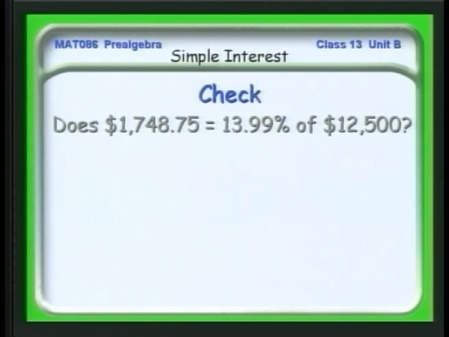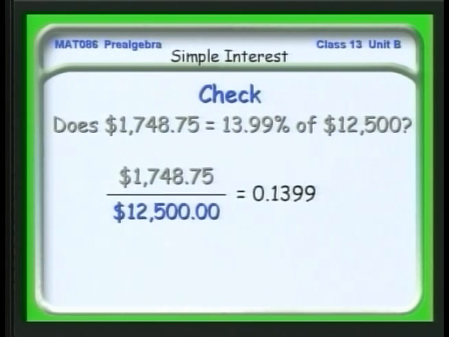And of course, can I check this? We ask the question, does $1,748.75 actually equal 13.99% of $12,500? We set this up as a percent and do the division as indicated and find out, yes, working the problem backwards, taking what we've gotten and then working back to calculate the percent gives us, within round-off error, exactly the same percent, so we can say that we've done this problem correctly.